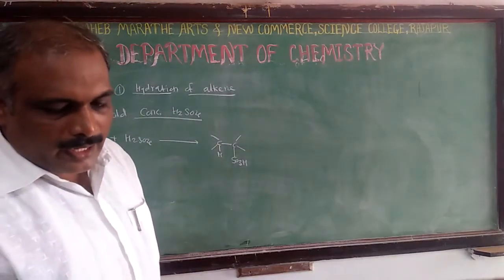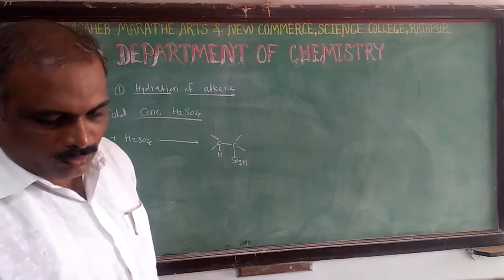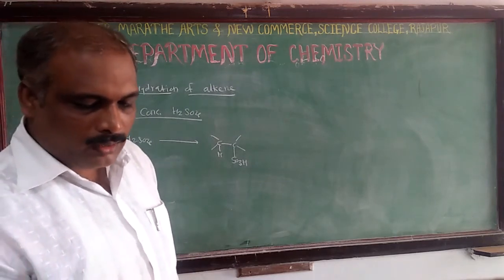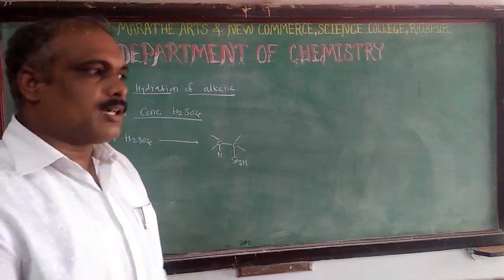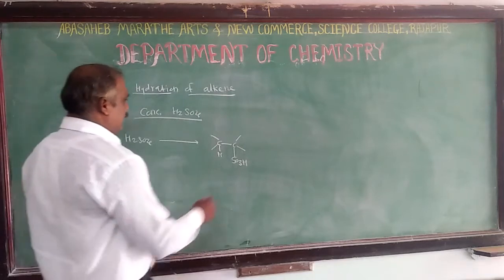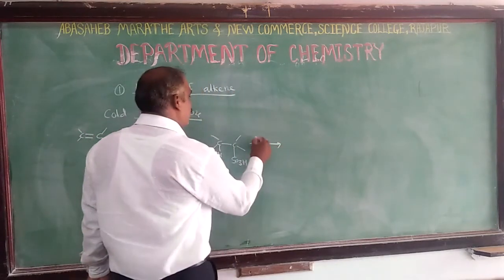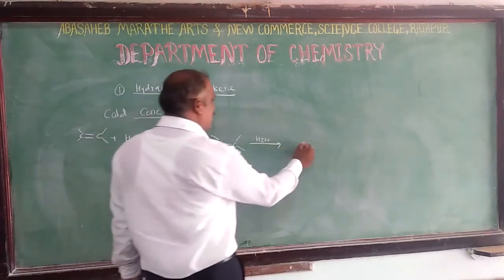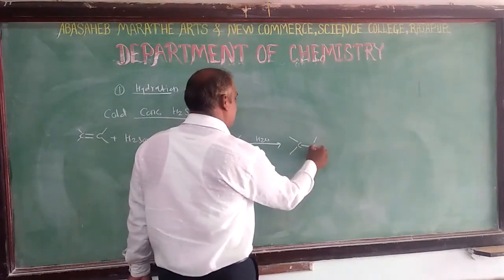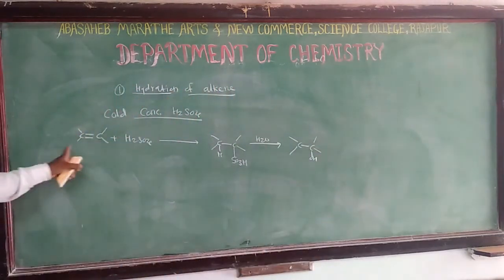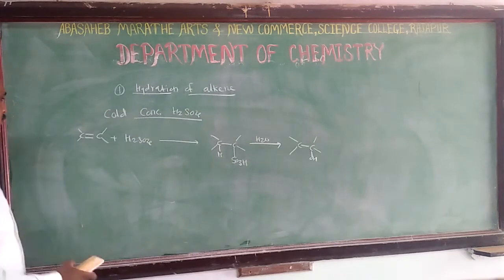after this alkyl hydrogen sulfate molecule, we can hydrolyze with water to get the corresponding alcohol as the product. By using this water hydrolysis we get the corresponding alcohol as the product. Okay, this is a general type of reaction.